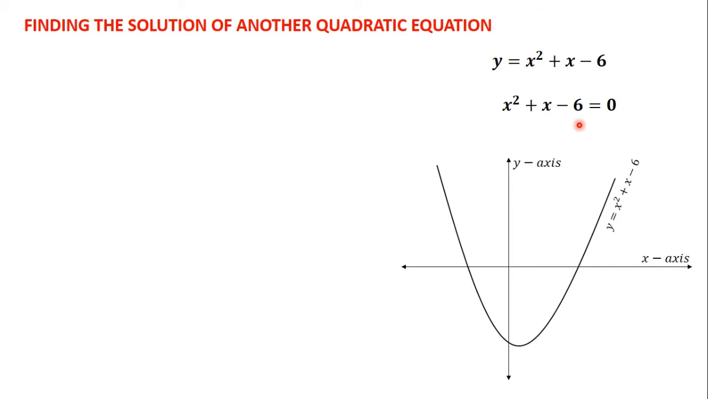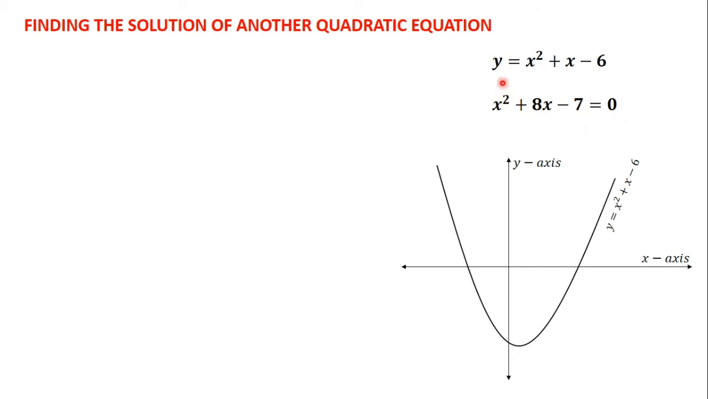Now, what if after drawing the graph of the quadratic function y is equal to x squared plus x minus 6, we are asked to use the graph to find the solution of the quadratic equation x squared plus 8x minus 7 is equal to 0?